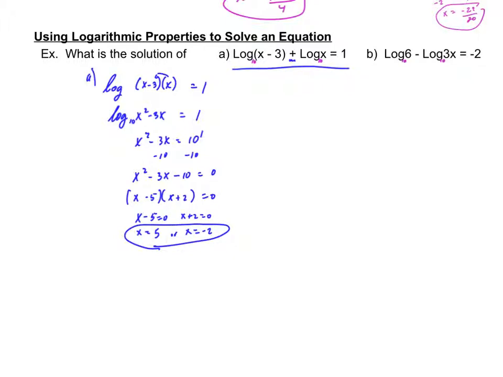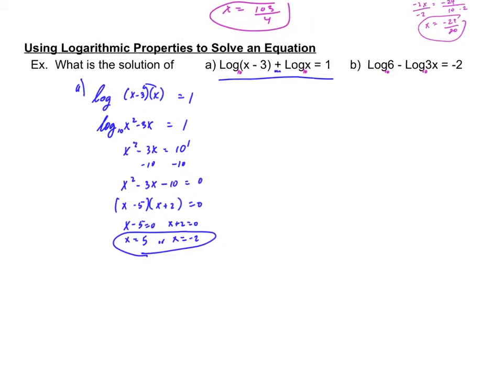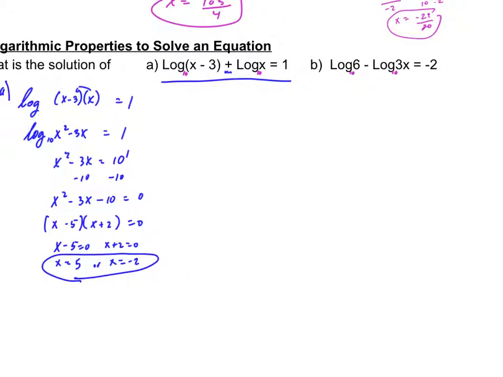And then B would be, feel free to take a moment to work it out yourself. Really take a moment to work it out yourself. Go ahead and pause it. Some things to look at are going to be the quotient rule, right? Since both of them are base 10 and you have the subtraction, then it's going to be the quotient rule.